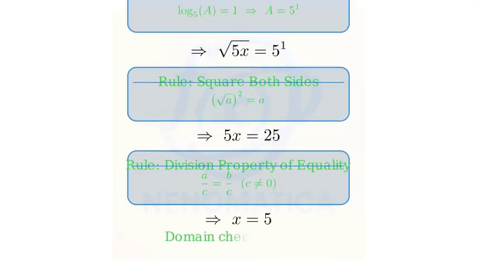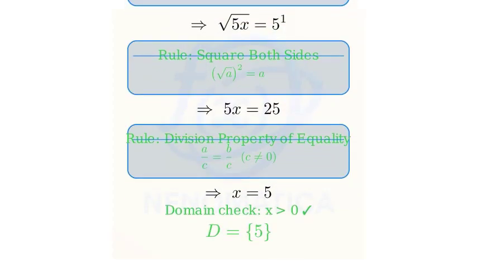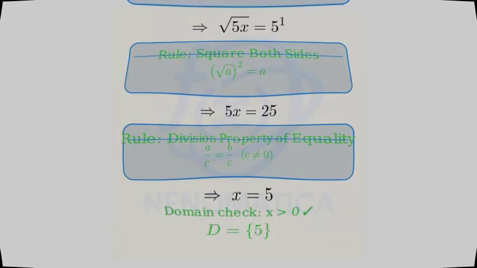A quick domain check. Inside the square root, we need 5x greater than 0, and the arguments of the logarithms must be positive, which also gives x greater than 0. Our solution x equals 5 satisfies this, so the solution set is the set containing 5.